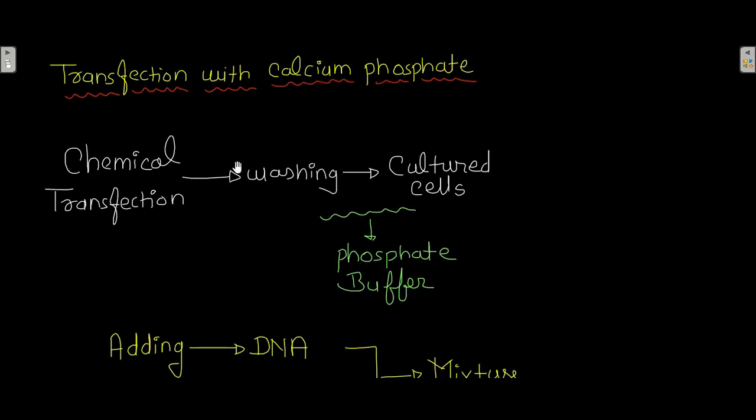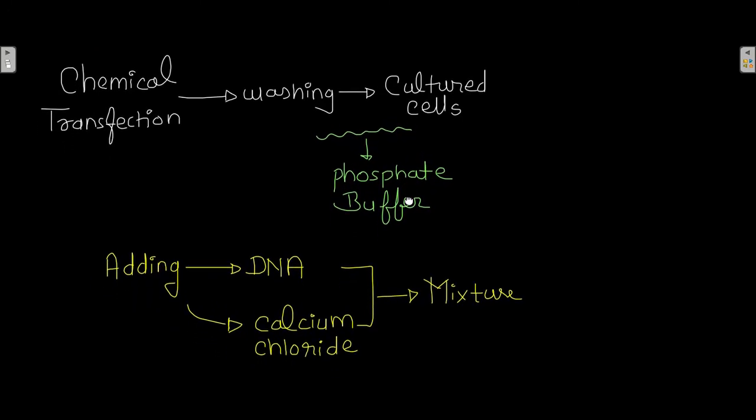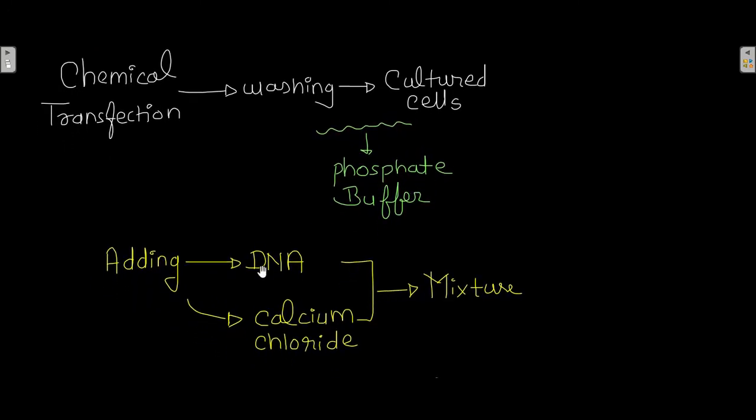Now let's see transfection with calcium phosphate. This transfection method is done by washing the cultured cell with phosphate buffer and adding DNA and calcium chloride to it. You take phosphate buffer, add your cultured cell into it, and then add DNA and then calcium chloride.